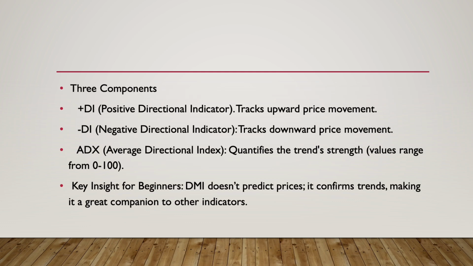The three components: the plus DI, the positive directional indicator, tracks upward price movement. The negative DI, the negative directional indicator, tracks downward price movement. The ADX, the average directional index, quantifies the trend strength. Values range from 0 to 100.